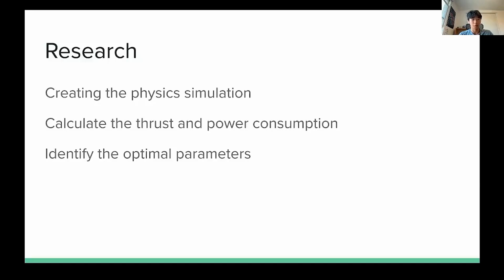My research consists of three main parts. I had to create the physics simulation to calculate the trajectory, the thrust, and the power consumption, and then I could do optimization, a grid search, to find the optimal parameters.